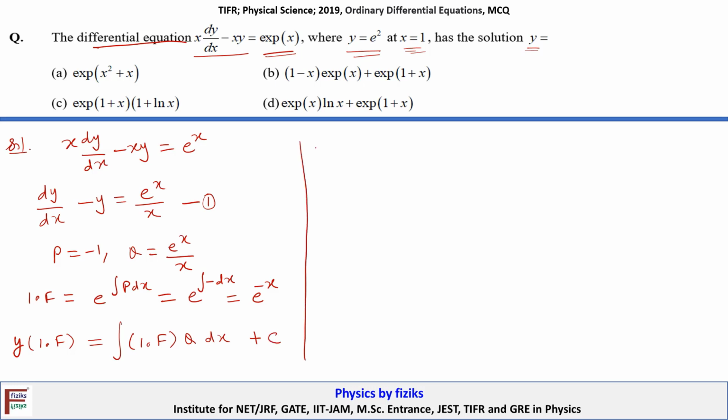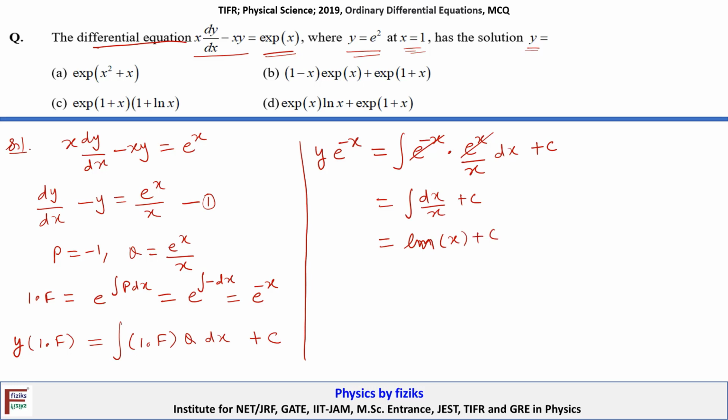Here we can write it as y into integrating factor, that is e to the power minus x, is equal to integration of this integrating factor e to the power minus x into q, and q is equal to e to the power x by x, dx, plus this c. Now on integrating, e to the power minus x is cancelled with this e to the power x, and here this integration is dx by x plus c, and on integrating this we can write it as ln of x plus c, which is equal to y into e to the power minus x.